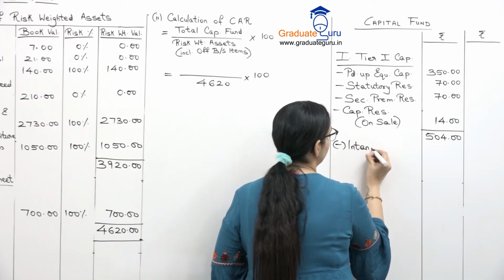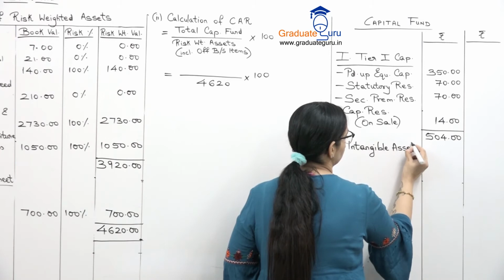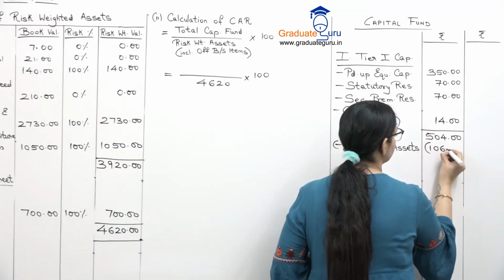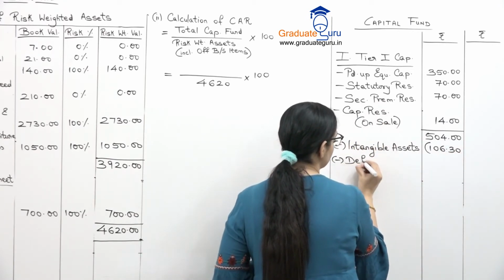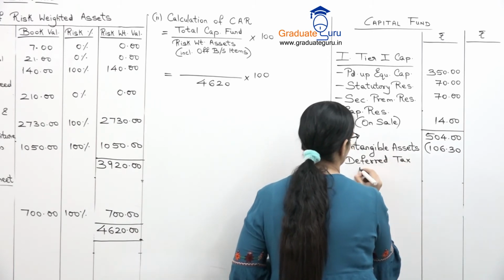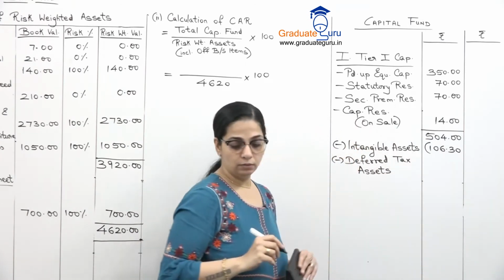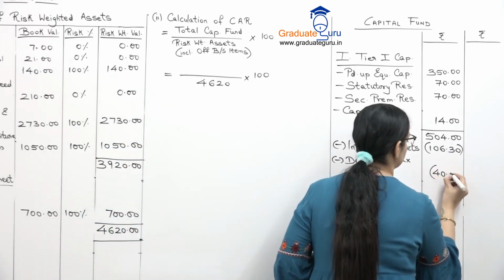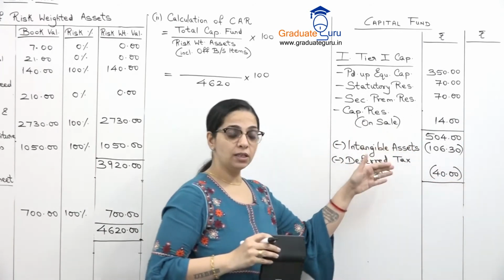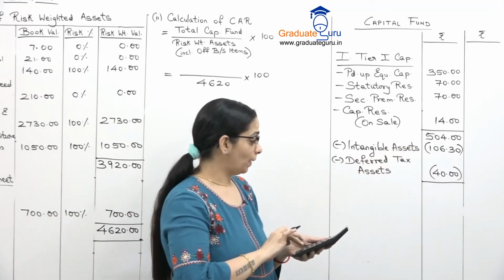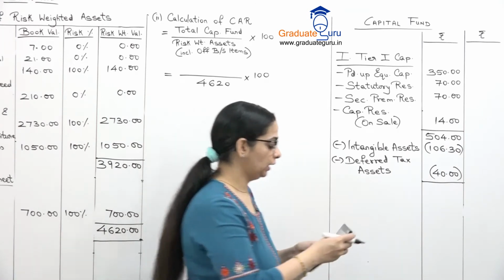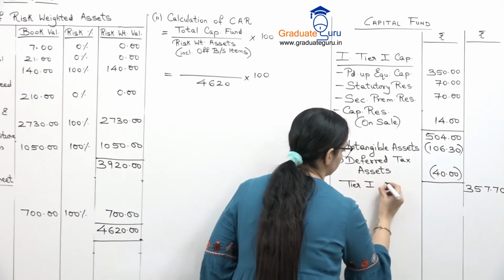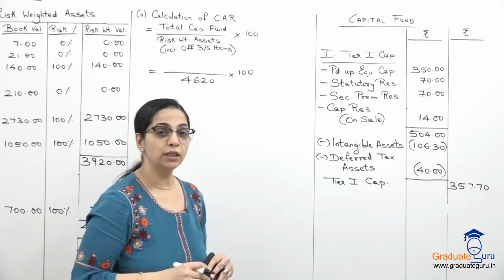So minus intangible assets, and the amount for intangible assets is 106.30. I'll put it in brackets. And we also have to subtract deferred tax assets from this. And the amount for that is 40. So let us subtract these two things from 504. So minus 106.3 minus 40, we get 357.70 as our tier 1 capital. Now let us find the tier 2 capital.